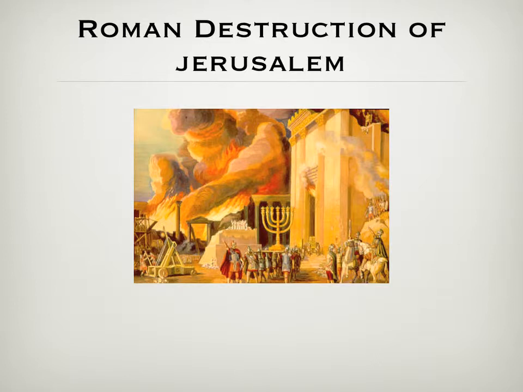The Jews still remember this as a great catastrophe, and one small section of the temple remains, which is known today as the Wailing Wall.